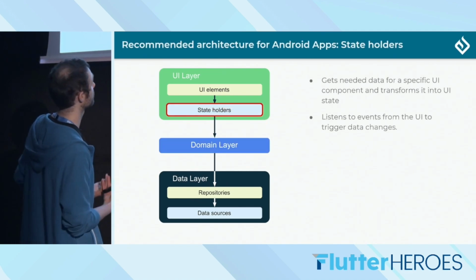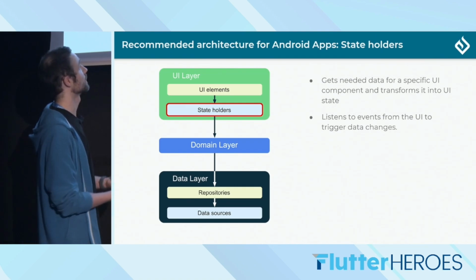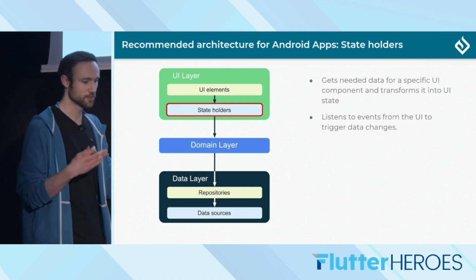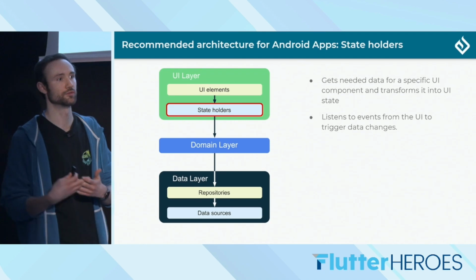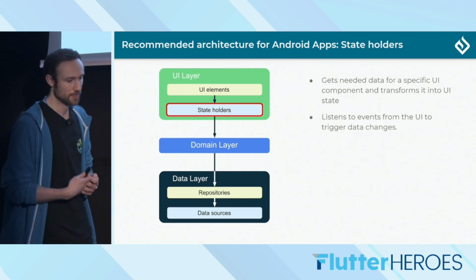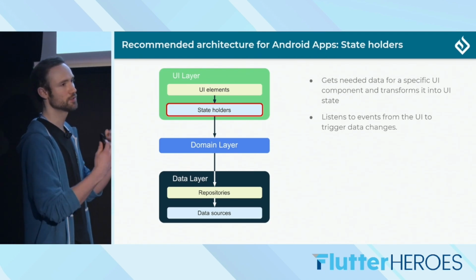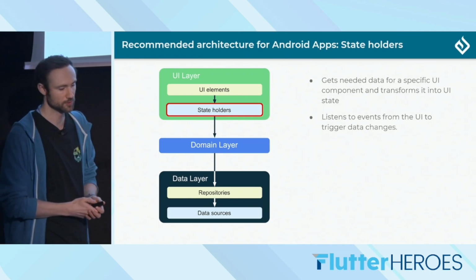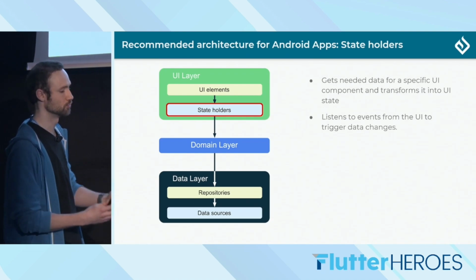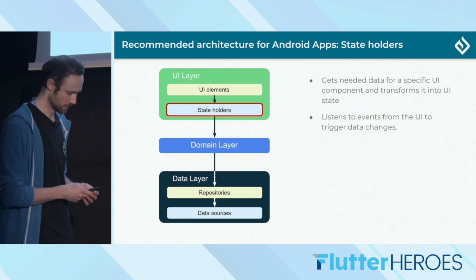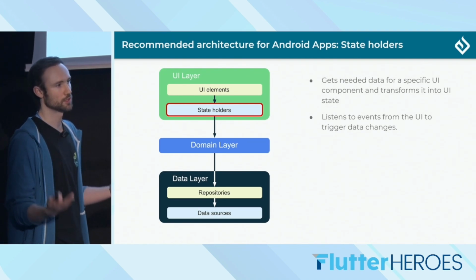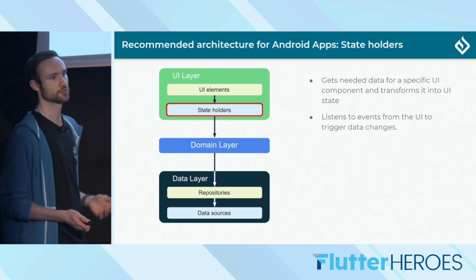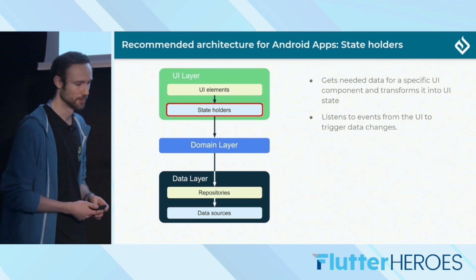We are now in the UI layer, and the purpose of a stakeholder is to get all the needed data for a specific UI it's serving. And for that, it gets all the data and transforms it into a UI state. We've also seen that in the BLoC library, and then it provides it to whoever needs it. And in the end, it can also listen to some events that are at first triggered in the UI.